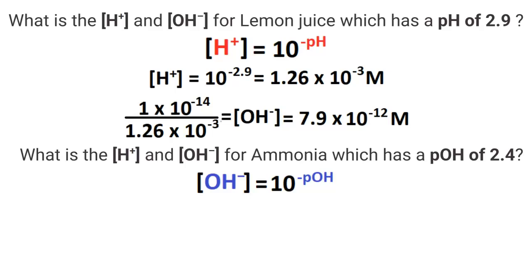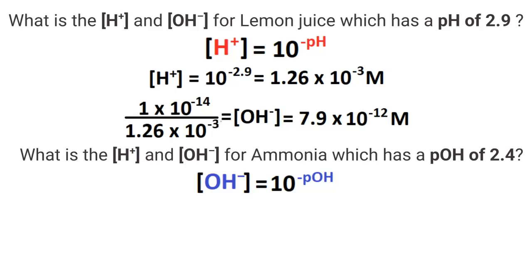Since we know the H plus now, we can figure out the OH negative by taking that Kw formula and dividing by what we know. So Kw equals 1 times 10 to the negative 14 divided by our H plus, which is 1.26 times 10 to the negative 3, and we get our OH minus concentration, which is equal to 7.9 times 10 to the negative 12.